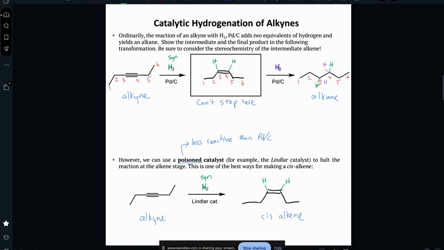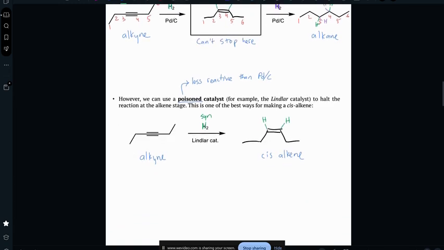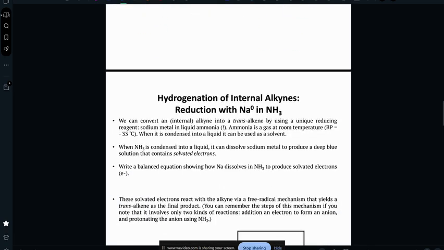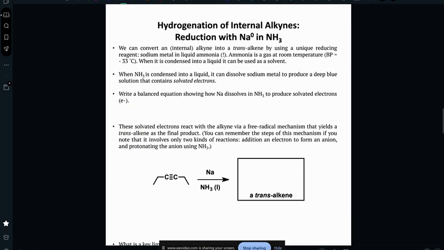But chemists get to thinking, well, what if I want something that's not a syn addition? What if I would like to have a way to hydrogenate an alkyne and make a trans alkene instead? And so it turns out we've developed one of those too. This one is a bit more complicated. And the way to do it is to take your alkyne and put it in a mixture of sodium dissolved in liquid ammonia.